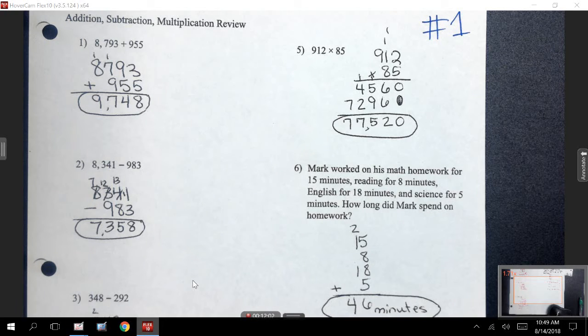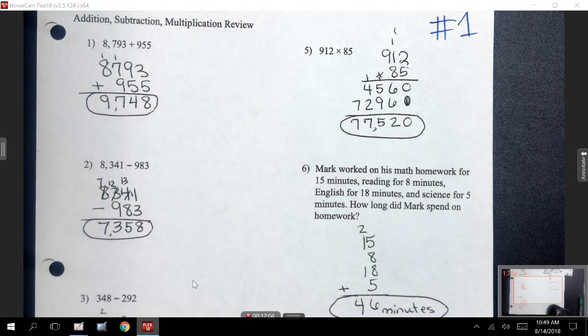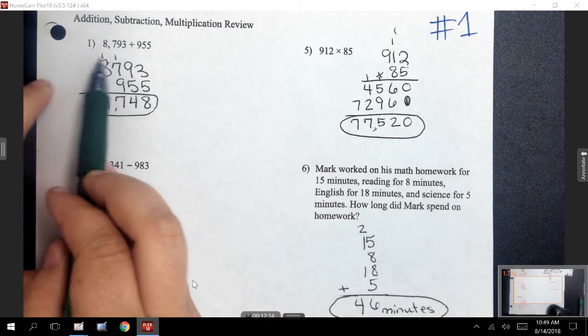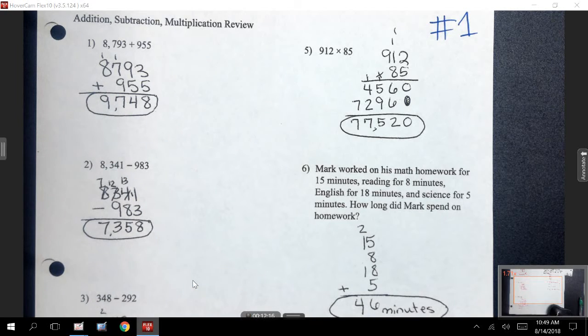All right. So what I'm going to do right now is I'm going to pause. Are there any questions about number 1? Do we need to look at number 1? Make sure, a lot of times what I see is we forget to add that extra number that we put up there when we're carrying. Okay? Any questions about number 1?